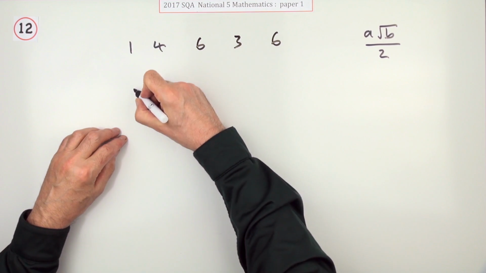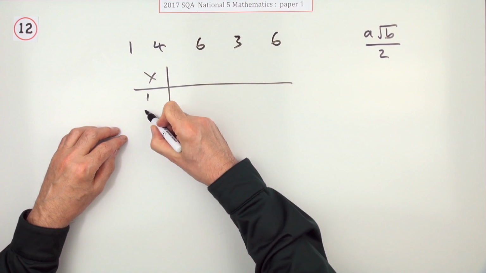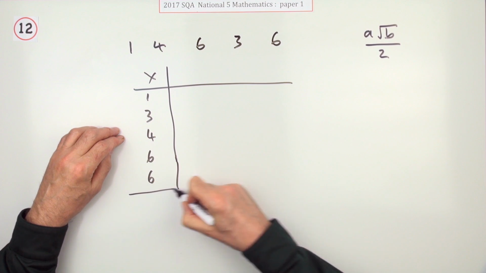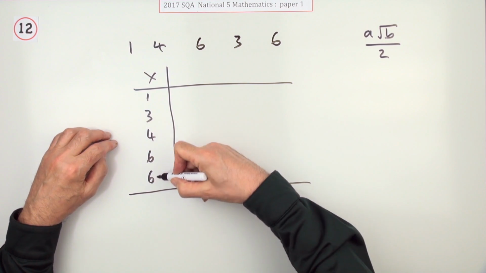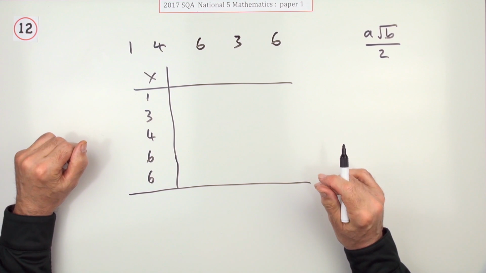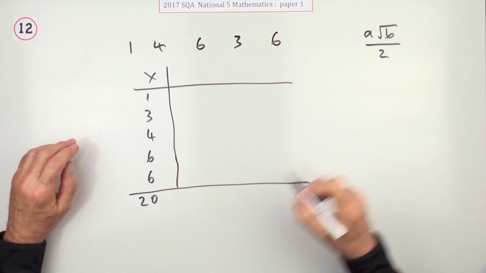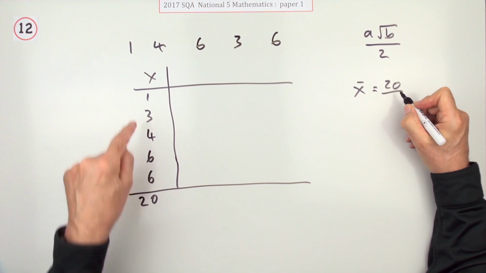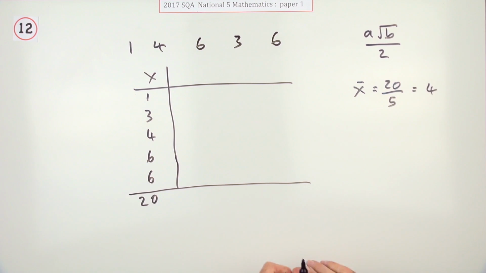Well, just make up this little table then. We've got the numbers. I'm going to put them in order. 1, 3, 4, 6, 6. And I'll want to add those because we need the mean. So when you add these up, and of course you've not got a calculator, but it's not that bad. Look, there's 10, 20. They add up to 20. So you work out the mean. The mean will be 20 divided by the 5 numbers that were there. So the mean is 4.